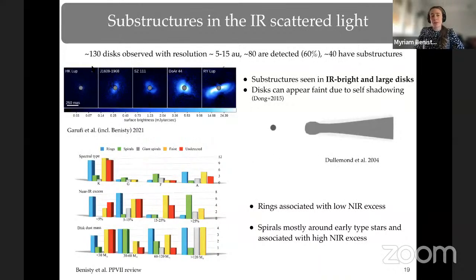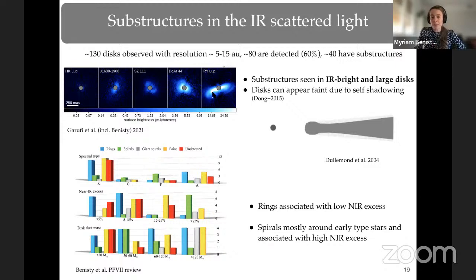So far, we observed 130 disks with an angular resolution from 5 to 15 AU. And we found that nearly half of the ones that are detected have substructures. So when the disk is really bright and really large in the infrared, we do detect the substructures.